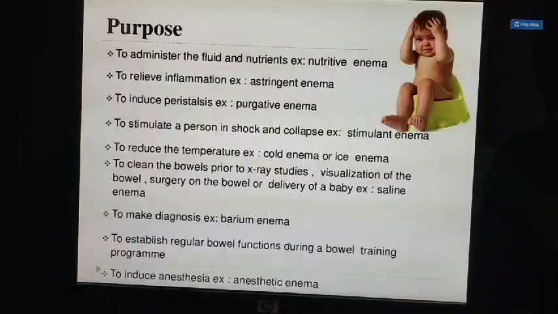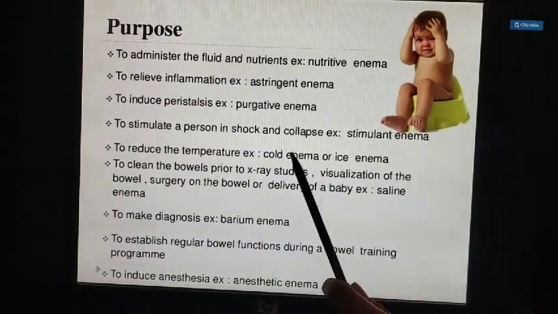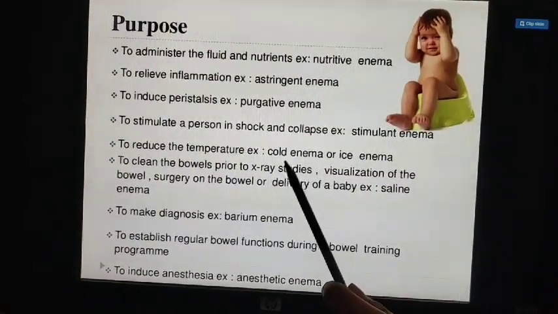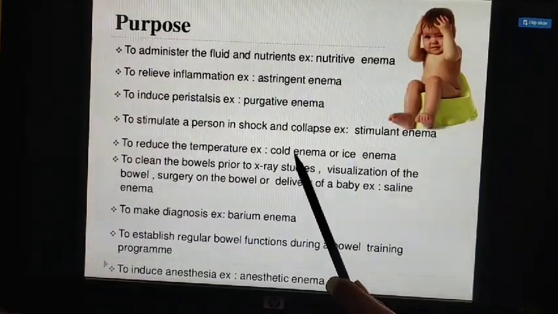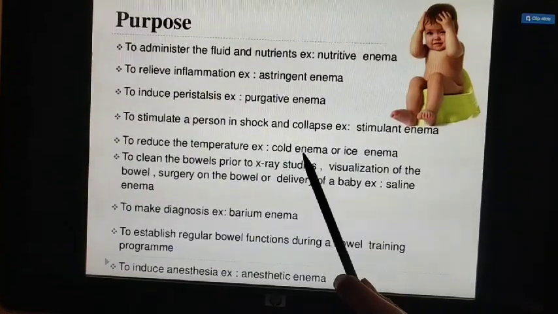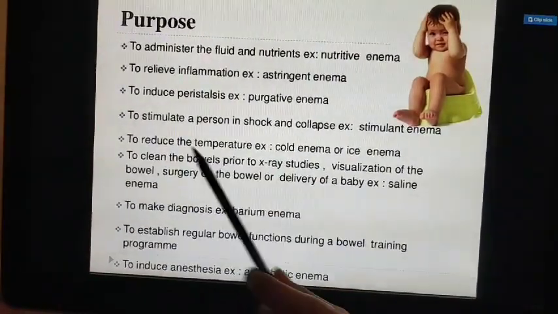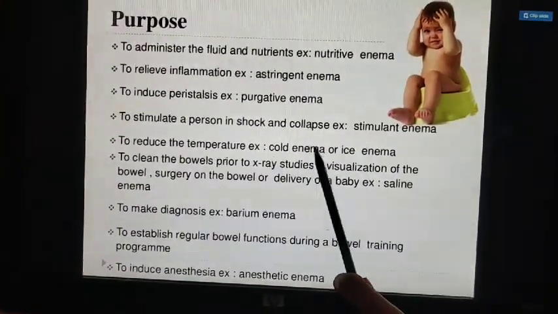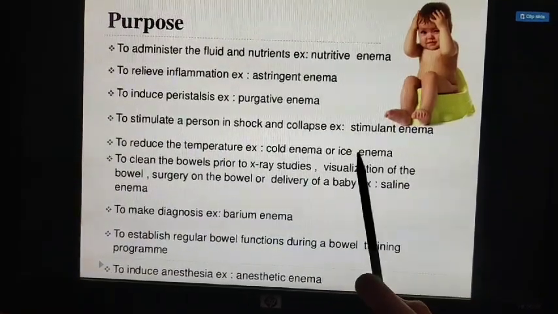Next is to reduce the temperature. Once fever is there, one of the remedies is a cold enema. With this cold enema, the body temperature comes down immediately. So to reduce the temperature, we can introduce the cold enema, or we can say ice enema.